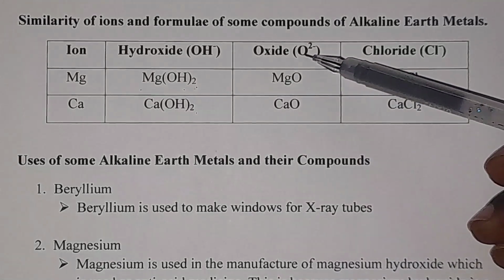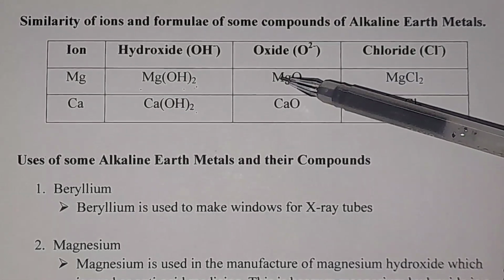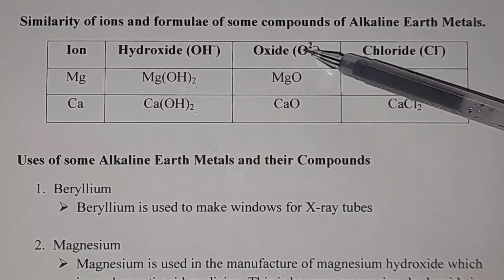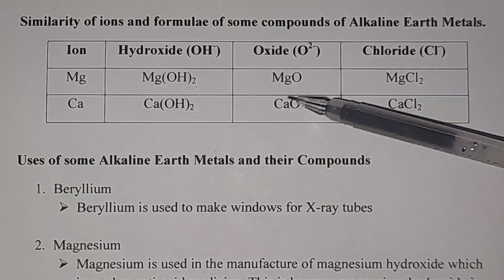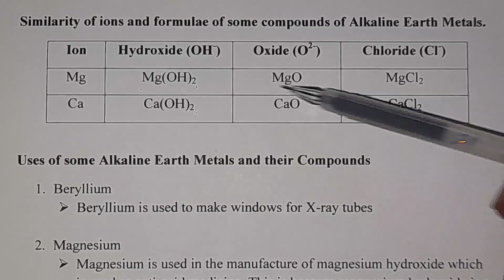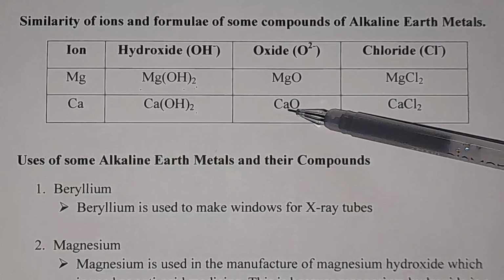So here, magnesium reacting with oxygen. Remember, magnesium has a valence of 2 and oxide has a valence of 2. So they are going to go together, and we are going to simplify them. We are going to get MgO as the formula for magnesium oxide, and calcium oxide is the same.